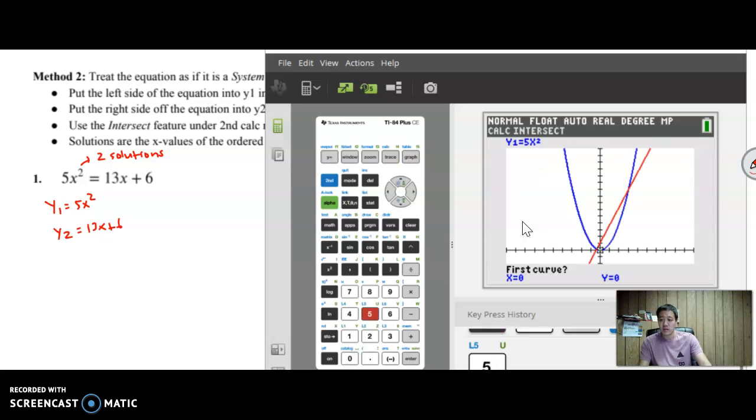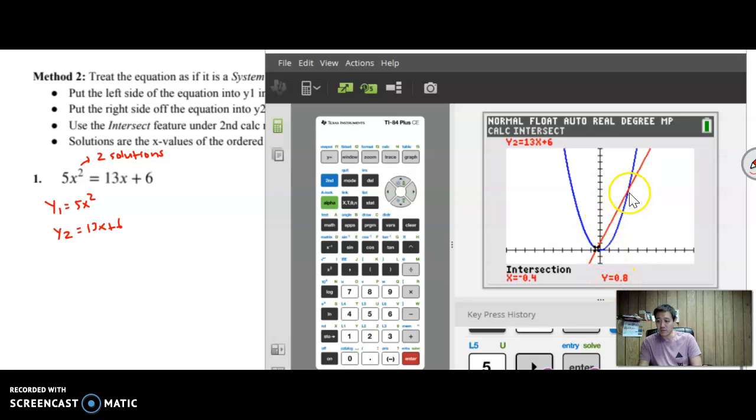Okay. So when I do that, I get this first curve, and it looks like the first curve is on the parabola. You know, that's fine. You can hit it anywhere. Hit enter. And then the second curve will go to the line, all right? And that's fine too. You just hit enter. It'll ask you to guess. You hit enter, and there's the intersection, right? Negative 0.4 and 0.8, okay?